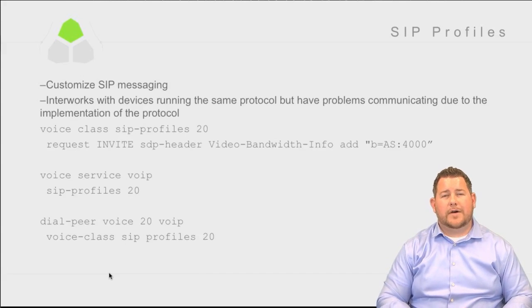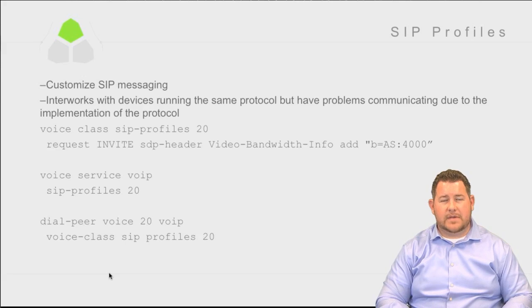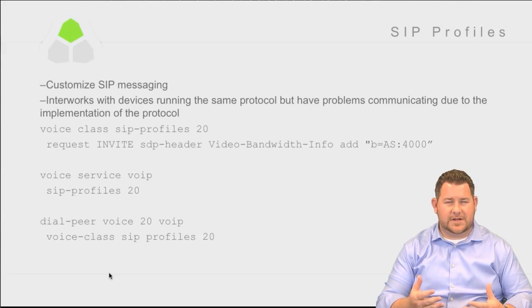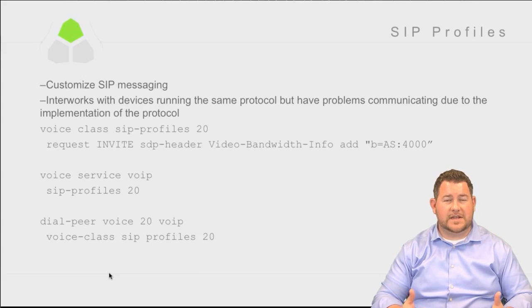Now, another cool thing about the CUBE is that you can customize the SIP messaging if you really want to. And you can do that using a SIP profile. The SIP profiles basically allow you to match a specific string somewhere in the SIP messaging and then modify that string as it goes out to the other dial peers or goes out to the other system in the SIP messaging stream there. So you can see here, voice class SIP profiles 20, we've said we want to modify the request invite.